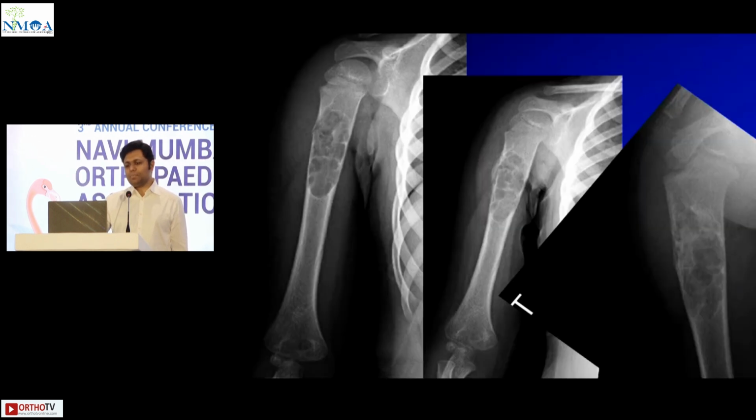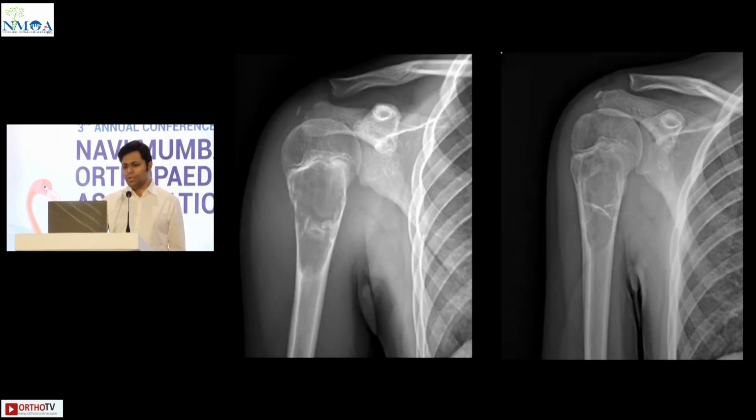Now, let's see some cases. Here you had a pathological fracture, very minimal, you can just see a small line there, no displacement. You decided to just immobilize this and it healed on 6 or 8 weeks of follow-up. You have one proximal humerus simple bone cyst that is fractured. You decided to conserve it and then you see how well it has remodeled and healed.